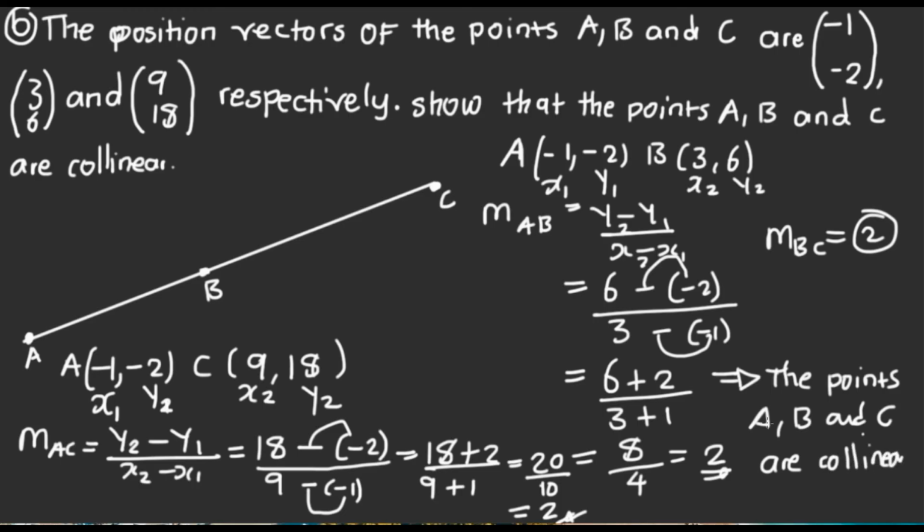Or if you want, you can find it by adding. Let's say you get A plus B, you get the final answer. A plus C, you get the final answer. B plus C. If you are getting the same result, then the points are collinear.